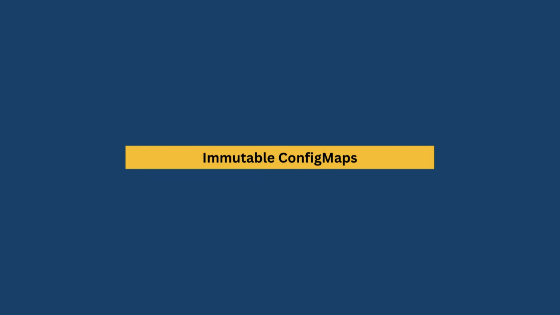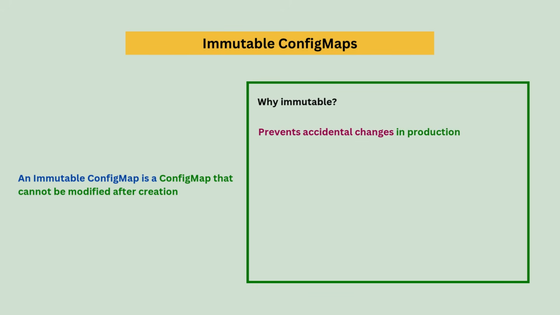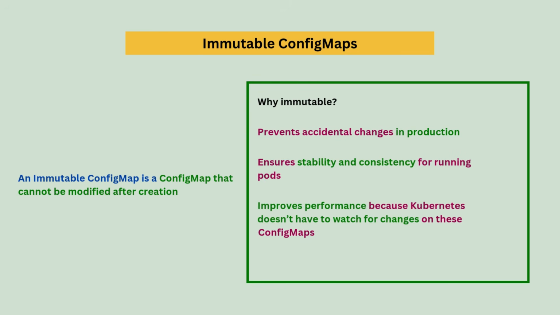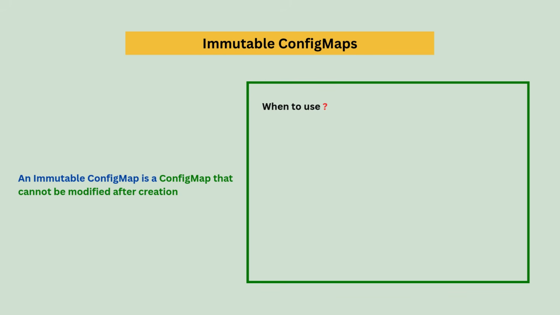Moving on with our next topic, Immutable ConfigMaps. An Immutable ConfigMap is a config map that cannot be modified after creation. So why immutable? This prevents accidental changes in production, ensures stability and consistency for running pods, and improves performance because Kubernetes does not have to watch for changes on these config maps. So when do we use it?